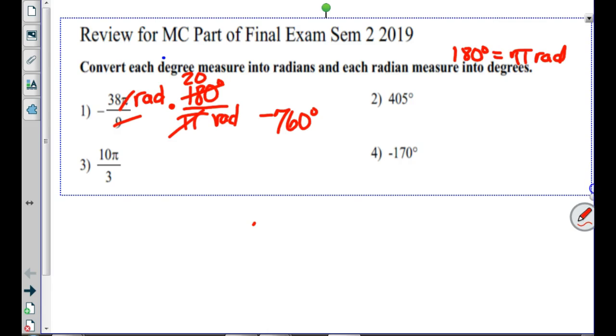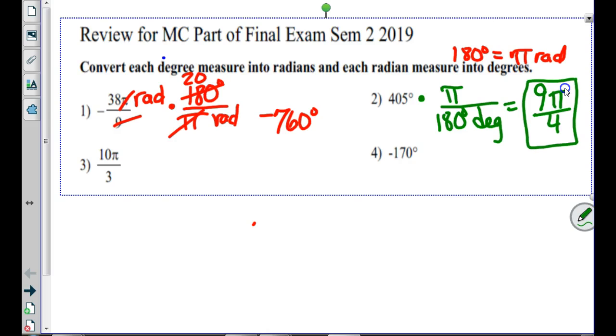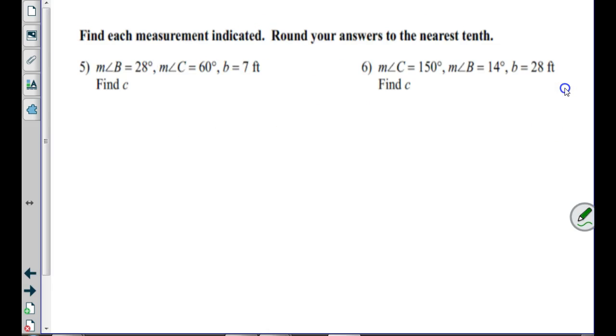Rather than do another one of those, do you want me to do one of these degrees to radians? This time we need the degrees to cancel. So I'm going to put the 180 on the bottom and the pi on the top. And then it's going to be an exact choice. So I would do 405 divided by 180, math, enter, enter. And it's 9/4. Did anybody get that? So you'd have 9 pi over 4. Okay. We good on those? All right.